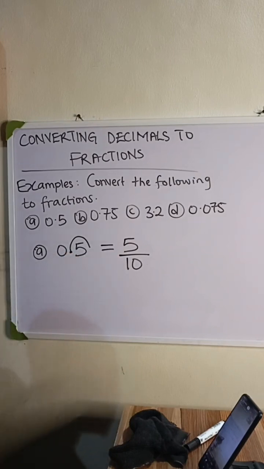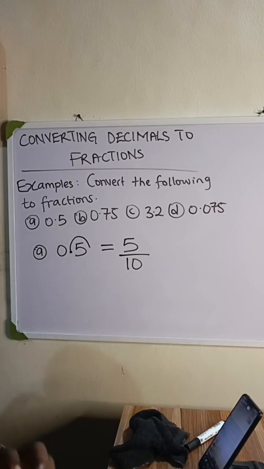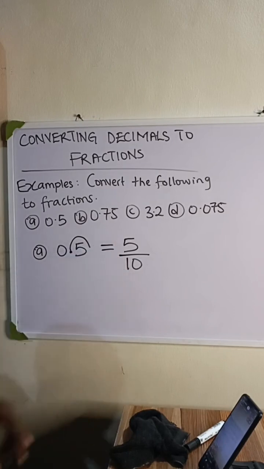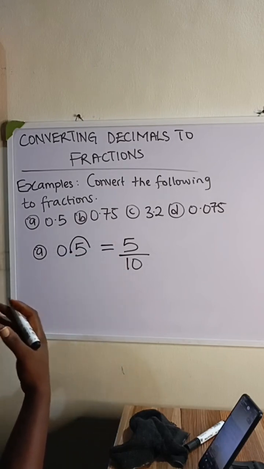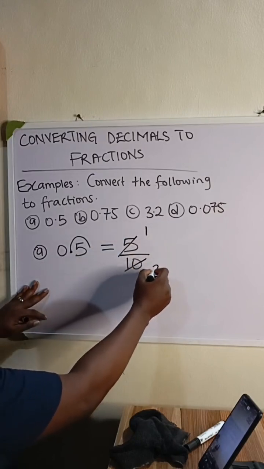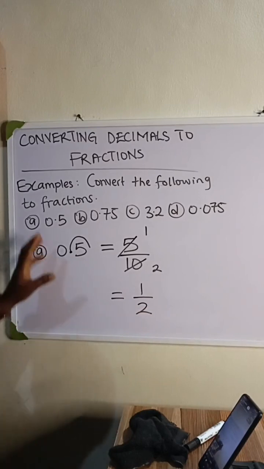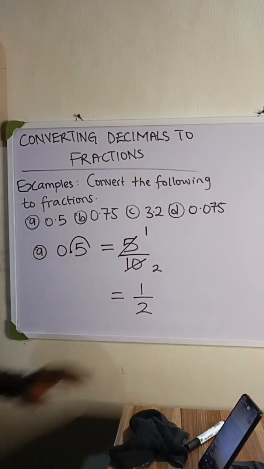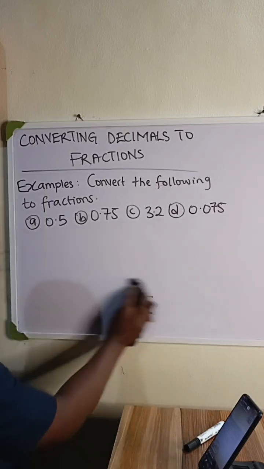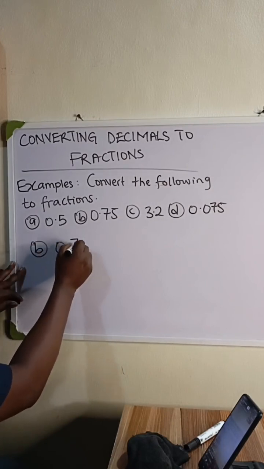And this 5 over 10, you can break it down to its simplest form. In our previous lesson, we've seen how to break down a fraction to its simplest form. So 5 over 10, what can divide both 5 and 10? 5 can divide. 5 divided by 5, 1. 10 divided by 5, 2. So we have 1 over 2. So we've been able to convert this decimal to a fraction. Let's look at the second example. We have B, 0.75.